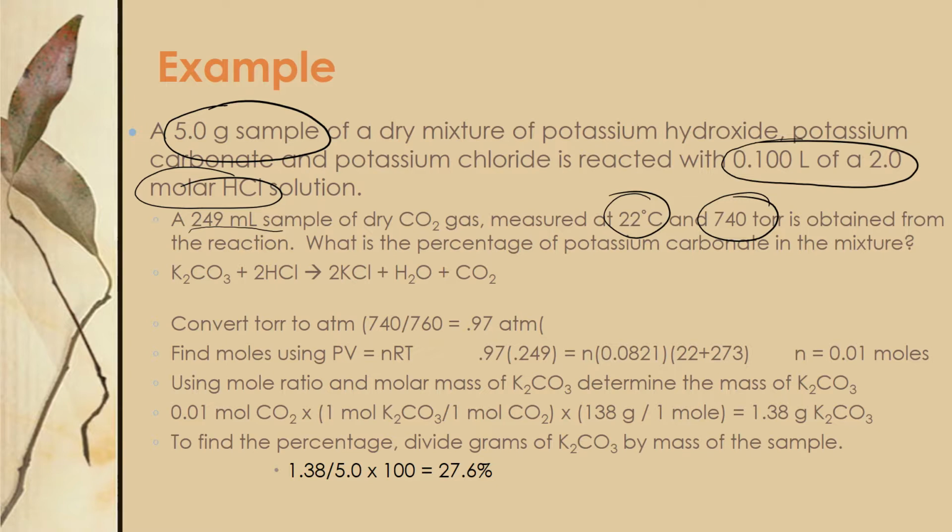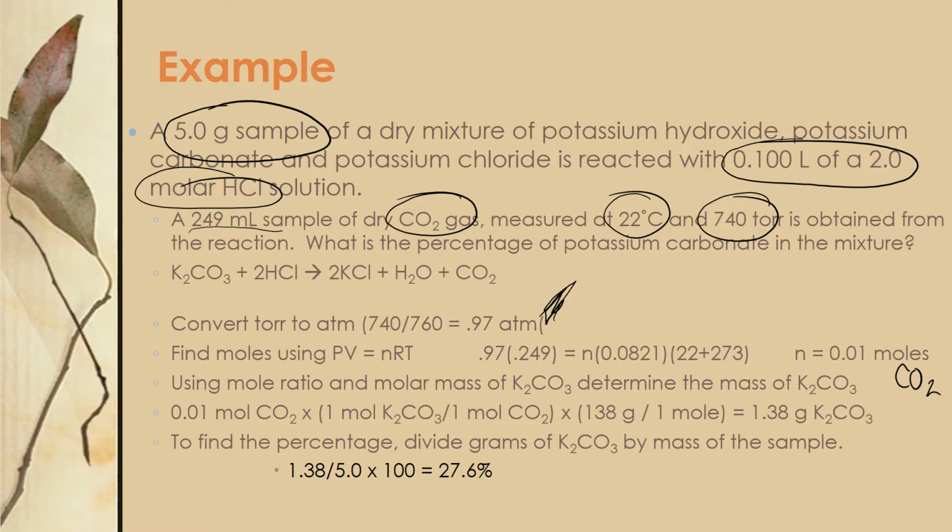First thing I need to do is go ahead and convert my torr to atmospheres, which I do in this step here. Next, I can find the moles of the gas that is produced, in this case CO2, using PV equals nRT. I now know P from my conversion. I know V in liters, sorry, not nV. I don't know n, that's what I'm asked to find here. I know R and I know T. What I found now is how many moles of carbon dioxide there are in this problem.